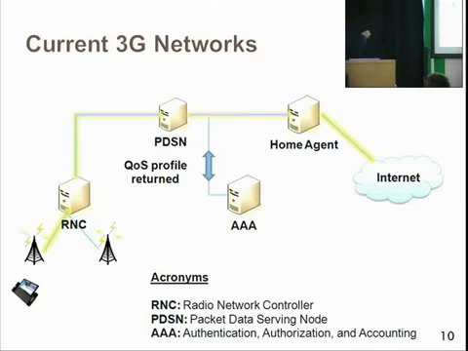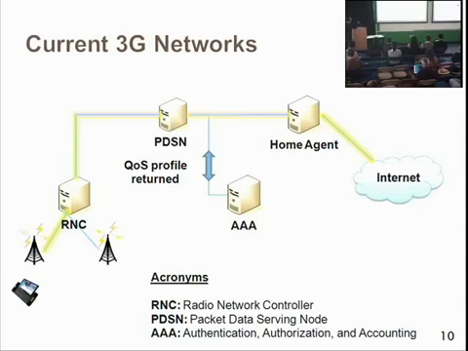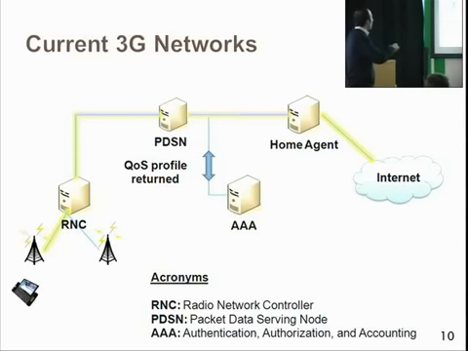And then through the interaction between the PDSN and the home agent, you get mobility. So if you move from one PDSN to another, you still connect to the same home agent, and then you have mobile IP functionality. And then the AAA really authenticates and authorizes your connection, and it returns to the network, to the PDSN and the RNC, your quality of service profile.